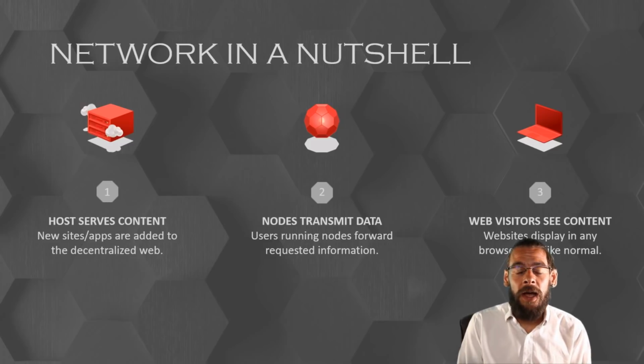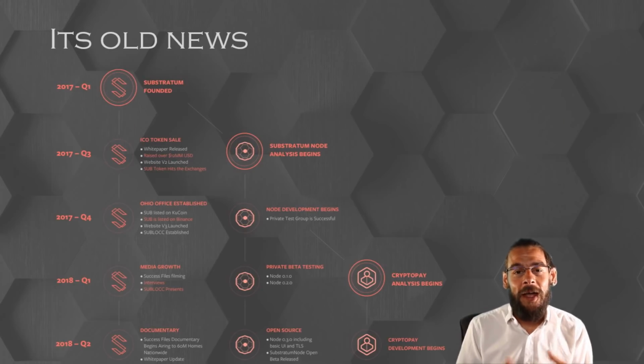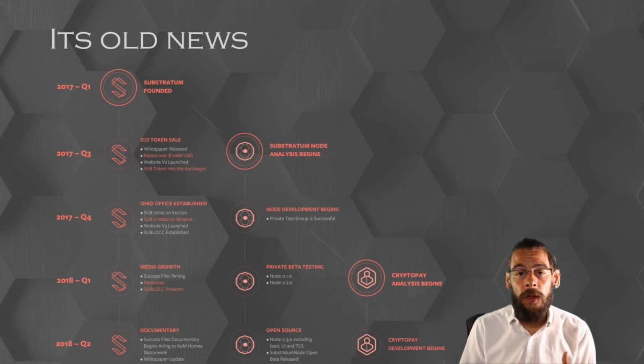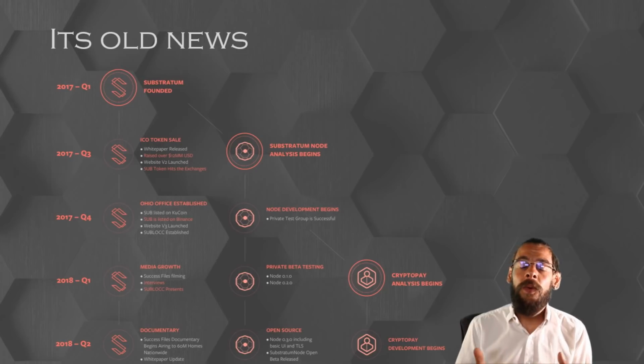Now let's have a quick look at the roadmap and see what they've achieved to date. Okay, we'll go through this very briefly. We have the ICO going on in the third quarter of 2017, and they managed to raise $12 million. In the fourth quarter, they get the coin listed on KuCoin and Binance, and they announce that the private beta has been a success. In the first quarter of this year, we have a big marketing push from Substratum. And in the second quarter, we have the release of the public beta of version 0.3 of the Substratum nodes. And we also see that they start development on CryptoPay as well.